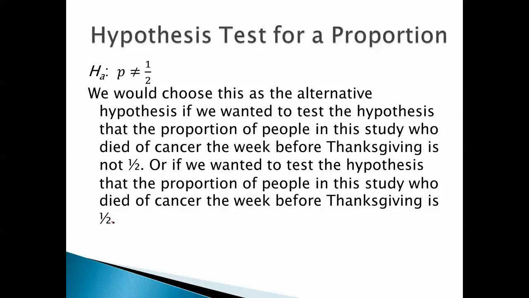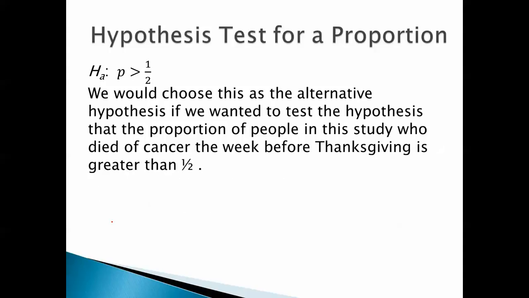We would choose this as the alternative hypothesis if we wanted to test the hypothesis that the proportion of people in the study who died of cancer the week before Thanksgiving is not a half. No, we didn't want that. Next, P is greater than a half. We would choose this as the alternative hypothesis if we wanted to test the hypothesis that the proportion of people in the study who died of cancer the week before Thanksgiving is greater than a half. But that's not what we hypothesized either.